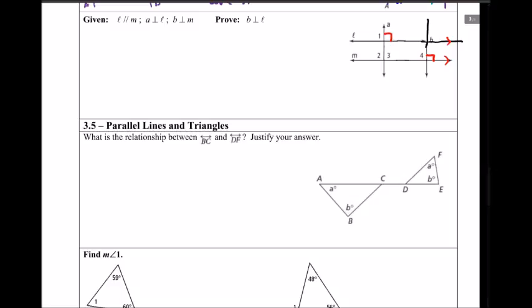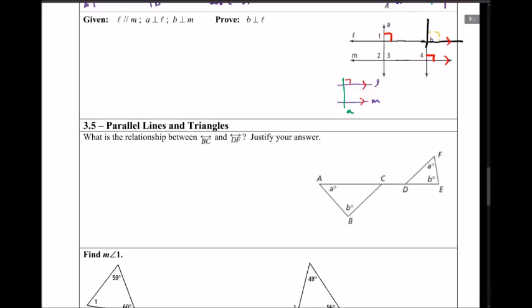Now what do I want to happen? I want B to be perpendicular to L. So I want this right here. Is there a way to get there? Well, let's start out with our two parallel lines. We've got L and M here, and we have transversal A, and we have a right angle there. We know L and M are parallel.